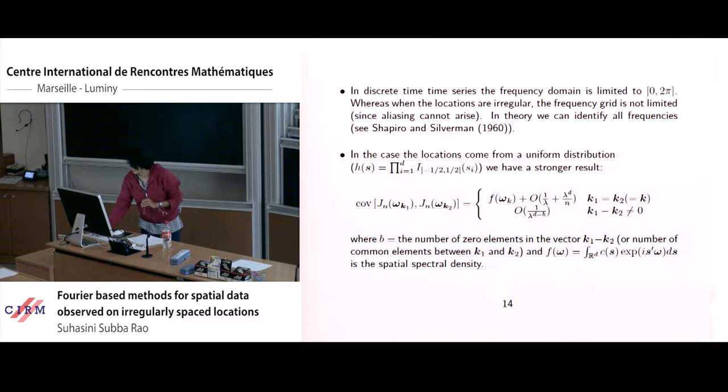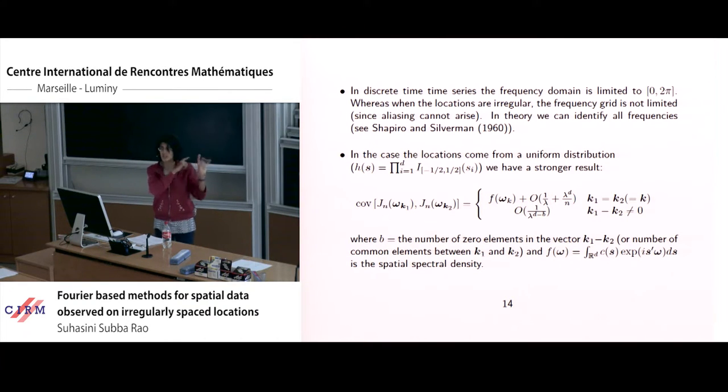When you have a specific design, then things get better. I want to add here that unlike time series, I'm looking at a grid in R^d, but I don't have to truncate it to some 0 to 2 pi. I really can look at a grid on R^d, because irregular sampling basically means that aliasing does not occur. So we can look at any frequency and we can identify that frequency. That's the idea here. And this goes back to a very interesting paper by Shapiro and Silverman from 1960 that says that when you have irregular sampling, then you can identify any frequency in a function.